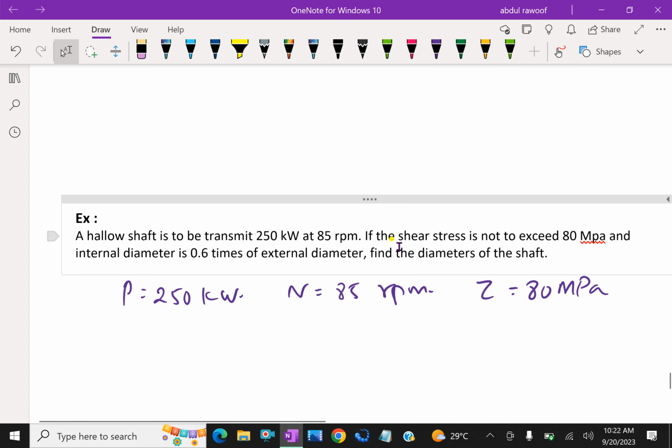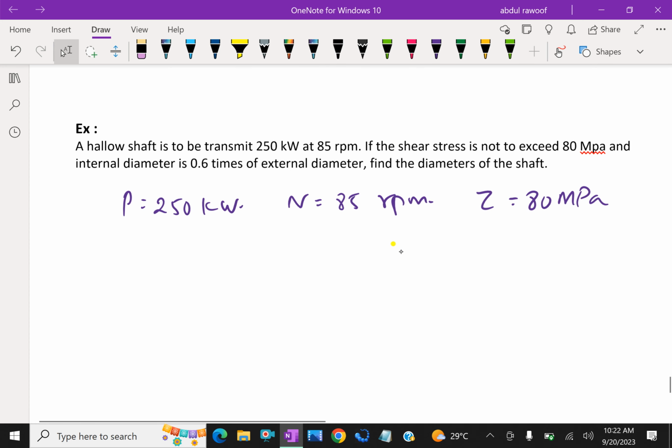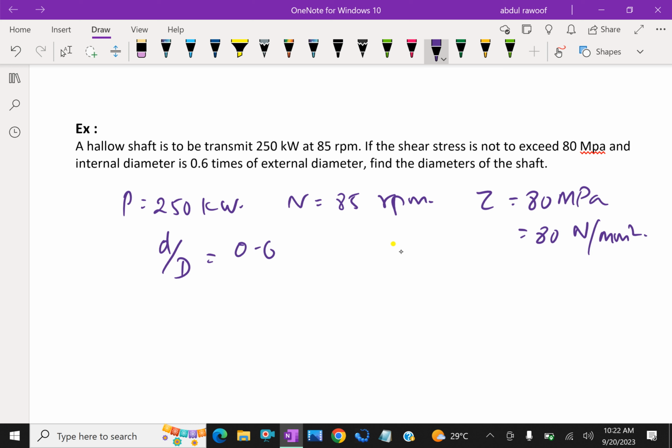MPa is equal to 80 Newton per mm square. Now we also have d over D, the ratio of small diameter to bigger diameter, is 0.6, given. Now from this, d equals 0.6 D.